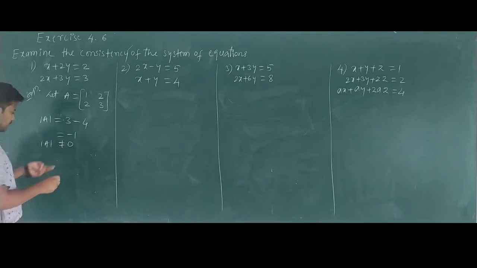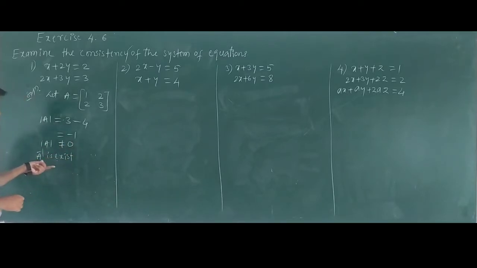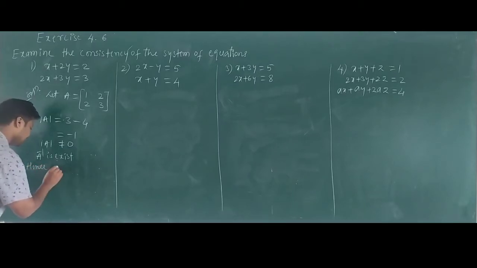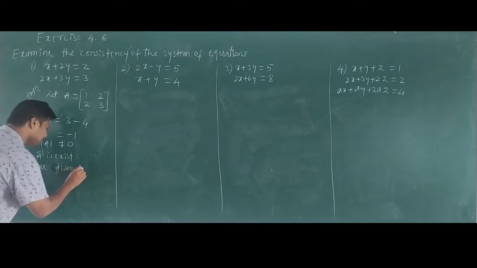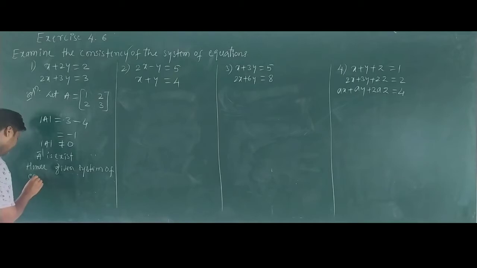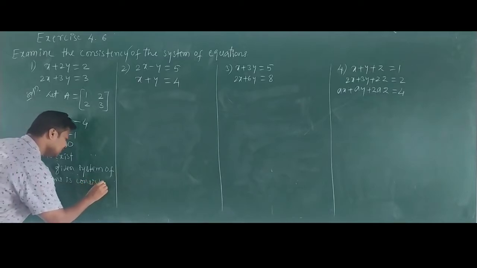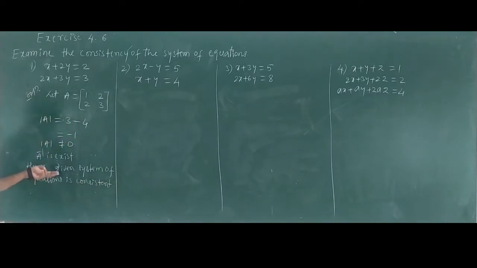Determinant of A is not equal to 0, so A inverse exists. It is not singular. A inverse exists, hence the given system of equations is consistent. So again, the given system of equations is consistent.